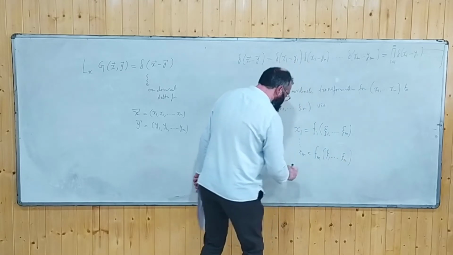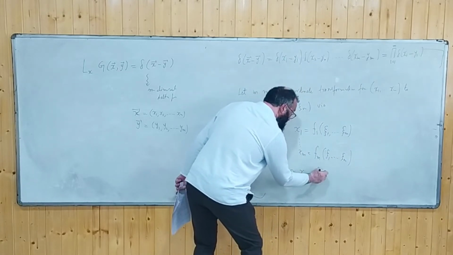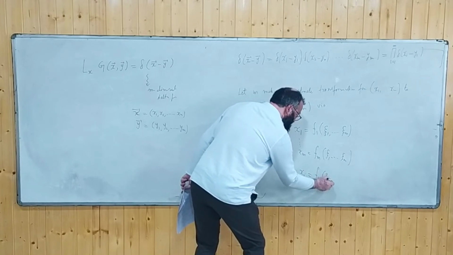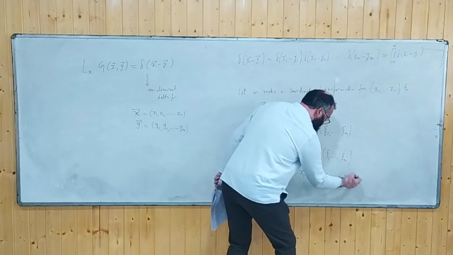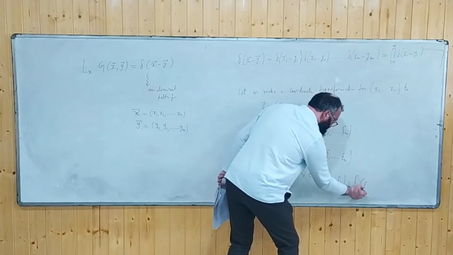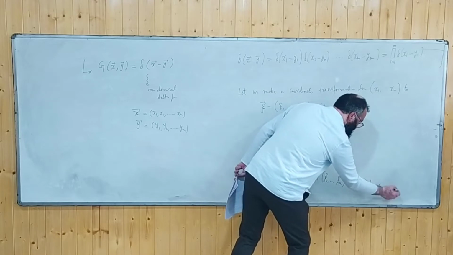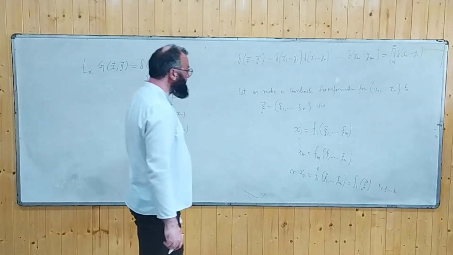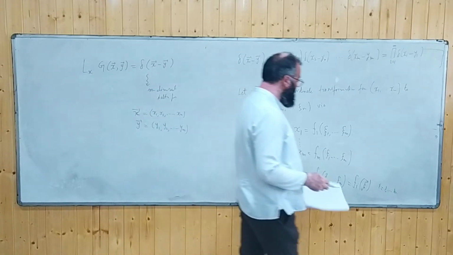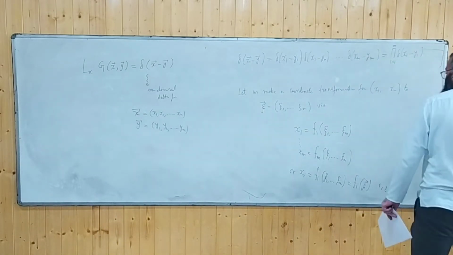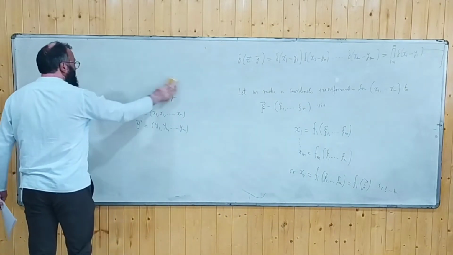Or I can write like this in general. xi is equal to fi of zeta1 to zeta m. That's actually equal to fi of zeta, i is 1 to m. Clear? It's simple. These are the trivial things that I am doing.